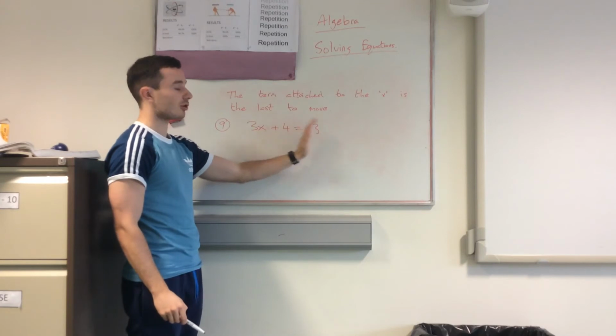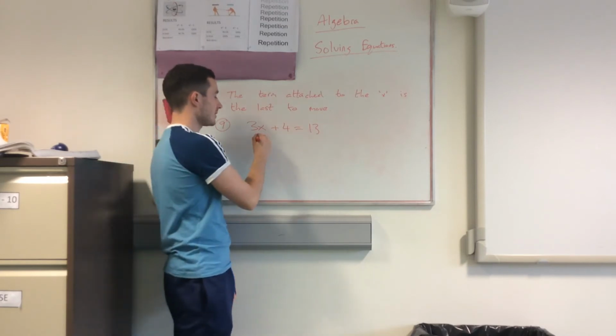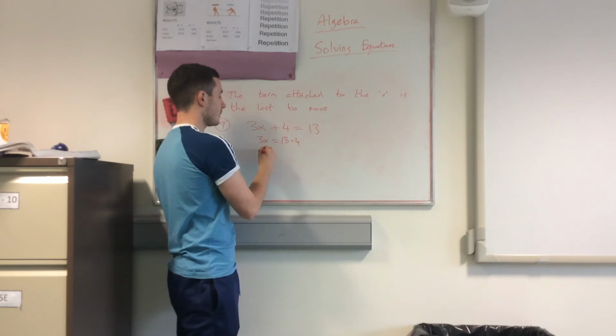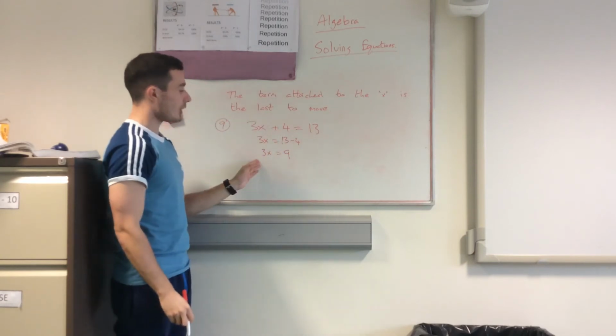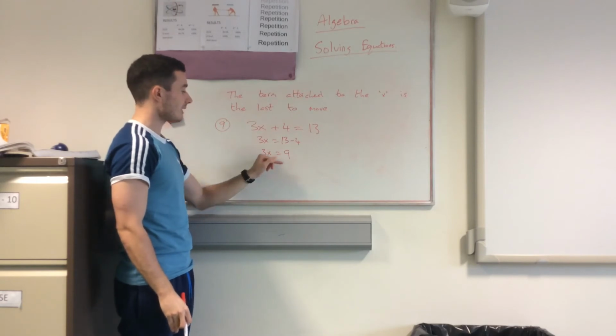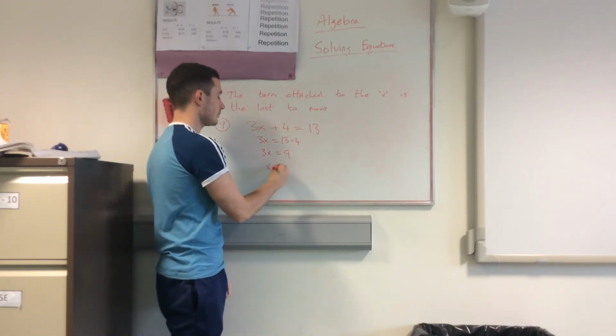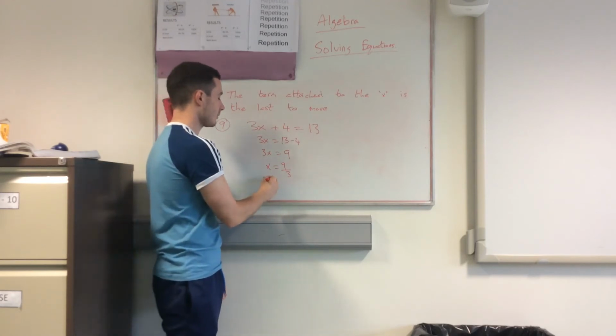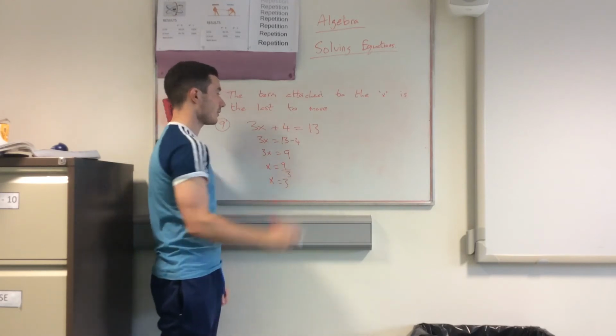So I'm going to move my 4 across first. So plus 4 becomes minus 4. So 3x equals 13 minus 4. 3x equals 13 take away 4 is 9. Now I'm with an equation that I'm happy with. So 3x equals 9. That means that x equals 9 divided by 3. 9 divided by 3 is 3. That's your answer.